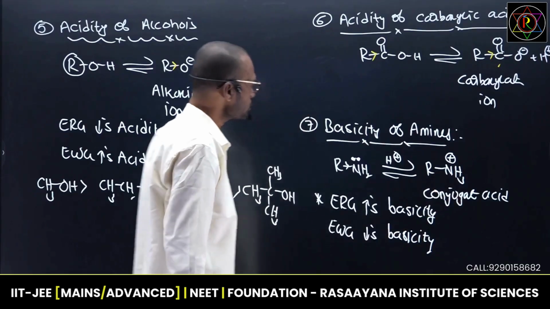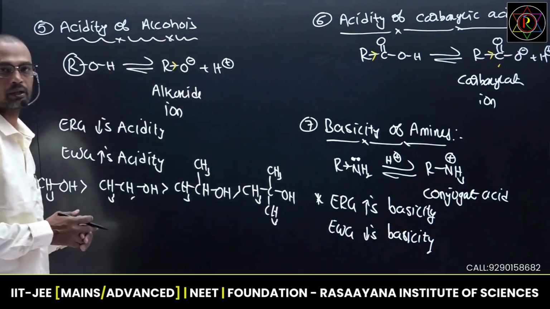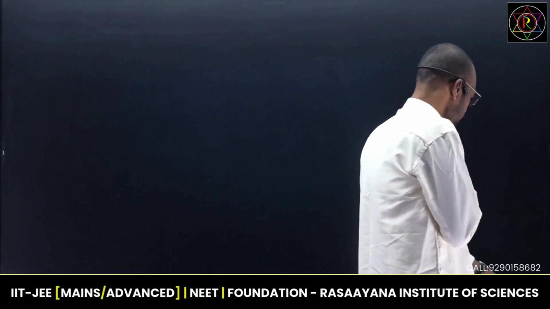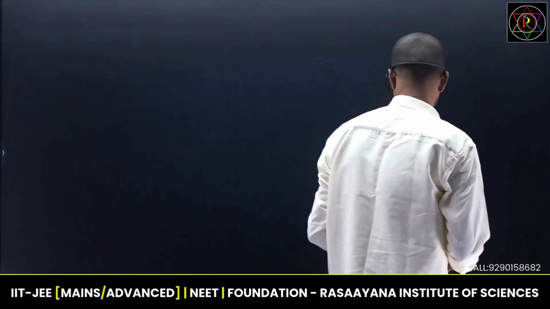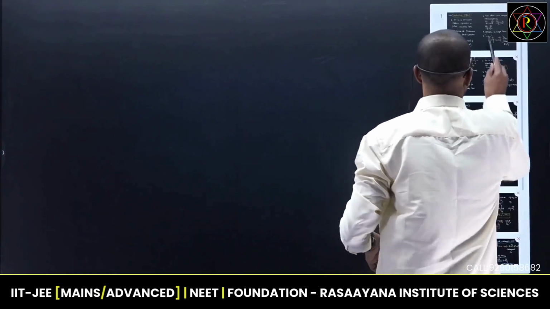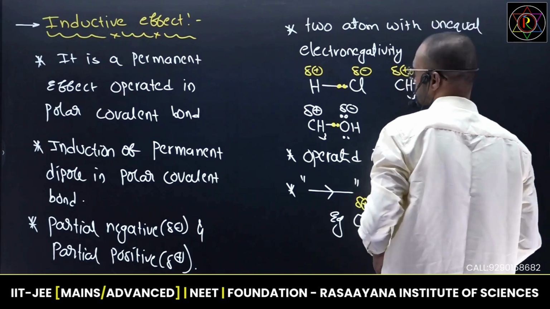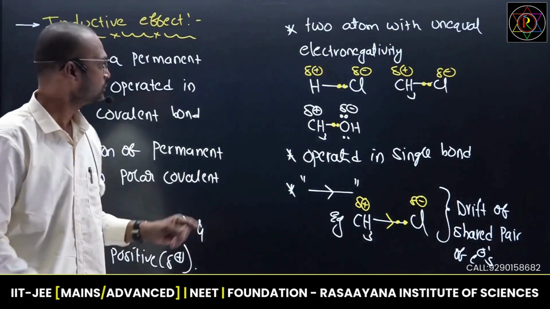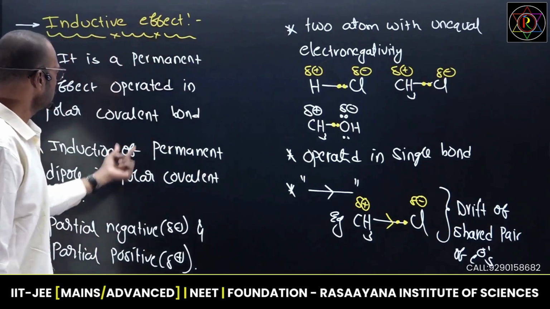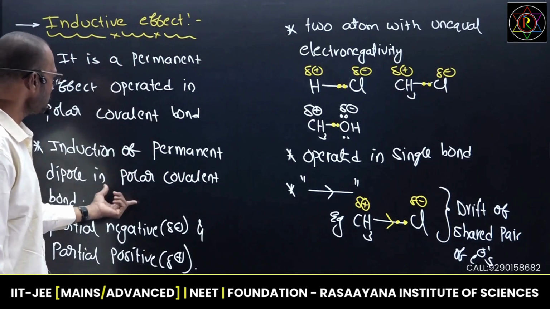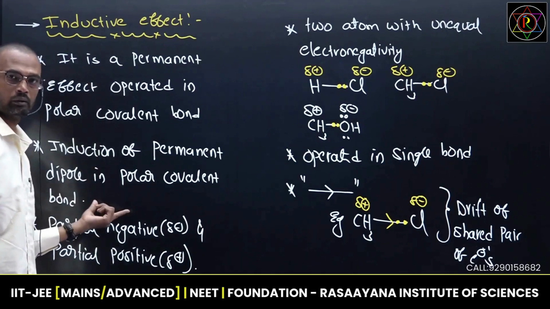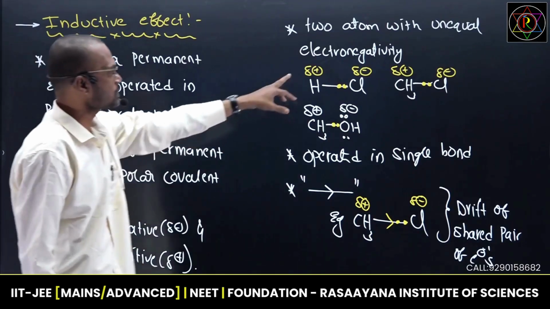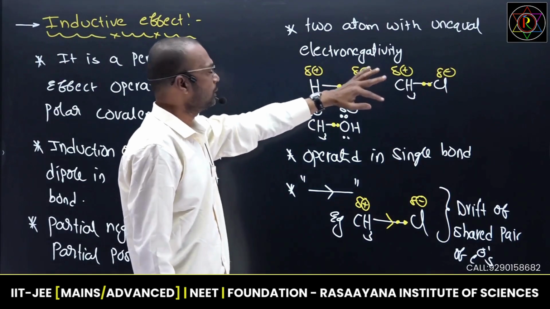Okay, so that is about the inductive effect and its applications. Let us make a short revision. See this, what is the inductive effect? It is a permanent effect operated in a polar covalent bond. So the induction of permanent poles in a polar covalent bond is called the inductive effect. Permanent poles are nothing but partial positive and partial negative, written like this. Writing like this is called a permanent pole.